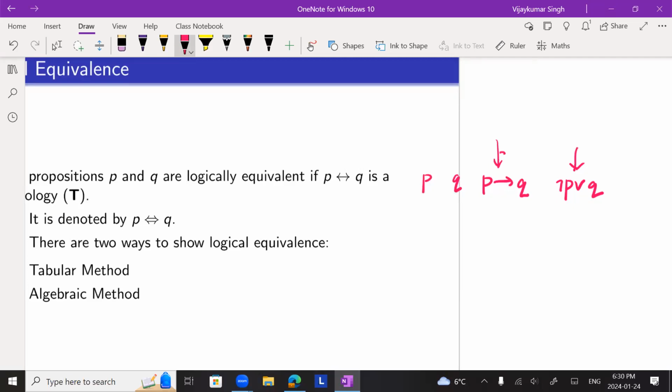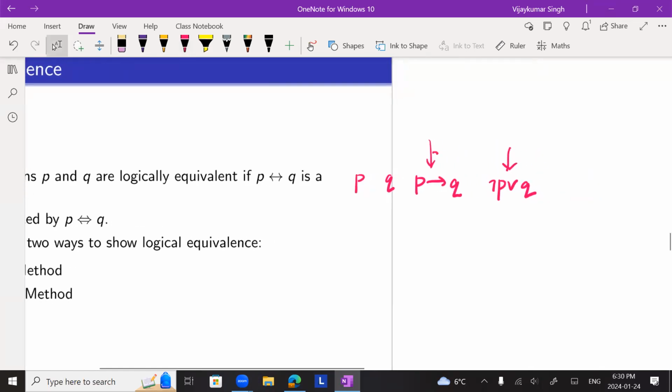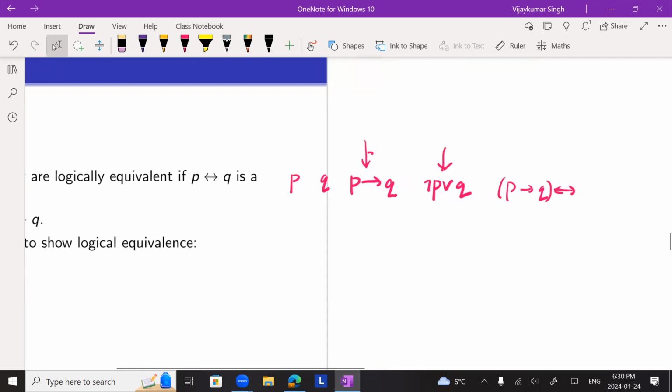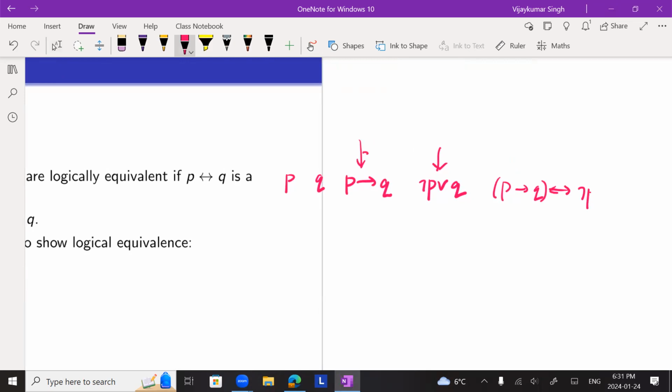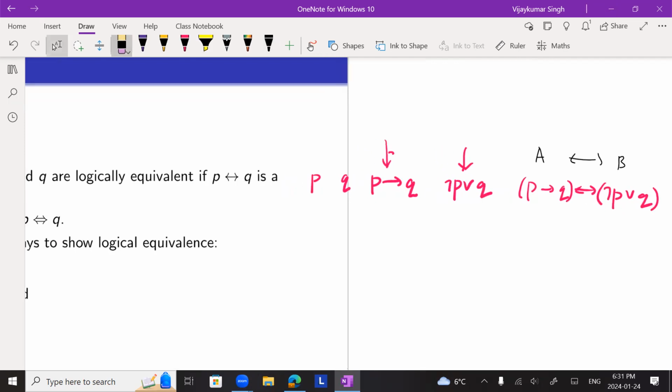Logically equivalent statements mean what? They have the same value for the inputs, or a better way to say that would be that the biconditional between them is always going to be a tautology. So the idea is, if I just call these A and B, then A if and only if B is going to be a tautology. That's another way of saying that these two statements are equal. Let's work out this example and things will become clearer.